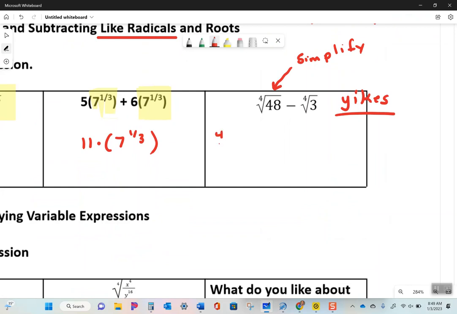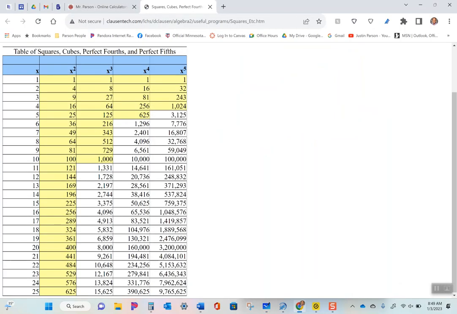3 times? So I could write this as the fourth root of 16 times the fourth root of 3 minus the fourth root of 3. Okay, now something very interesting is going to happen here. Kids, as I go back to this chart right here, take a look at that 16. In which column am I right now? Okay, what is the fourth root of 16 according to our chart?